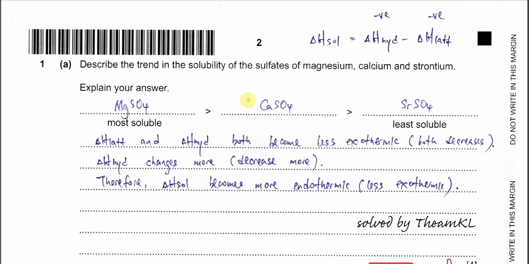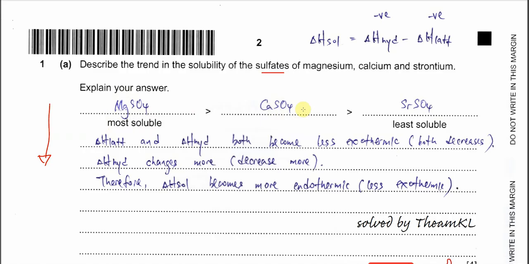A. Describe the trend in the solubility of sulfate of the magnesium, calcium, and strontium. Explain your answer. Okay, so first you need to give the correct trend. Down the group, the solubility of the sulfates decreases. So the most soluble sulfate is magnesium sulfate, followed by calcium sulfate and strontium sulfate.